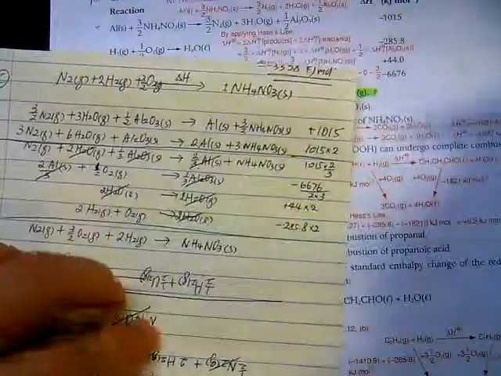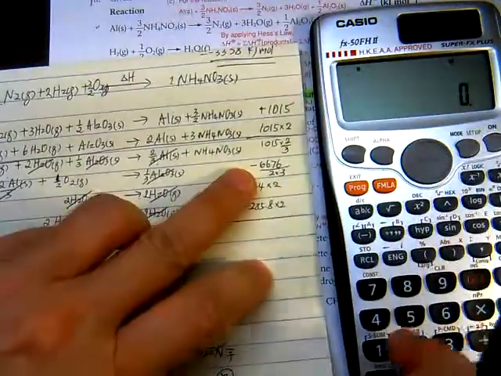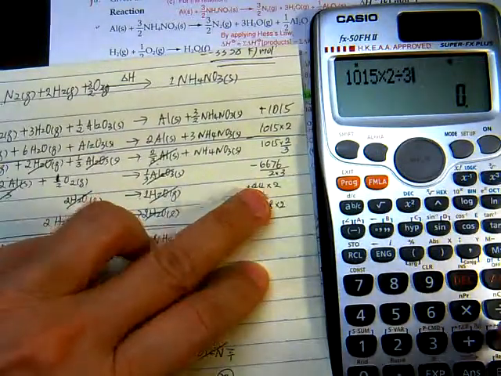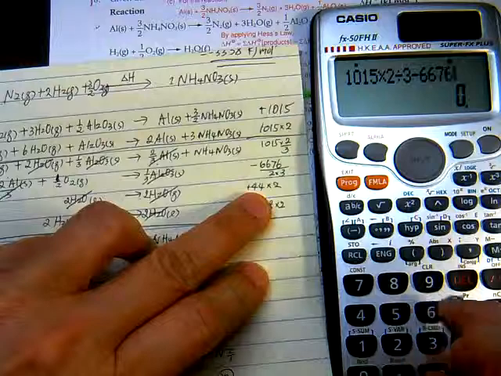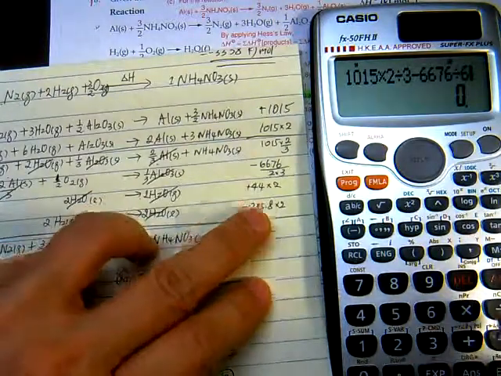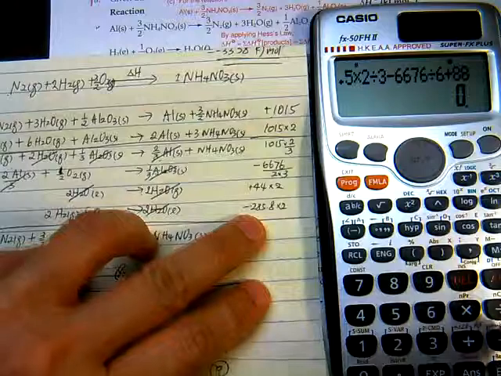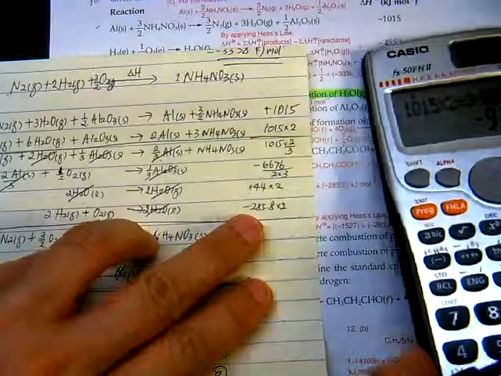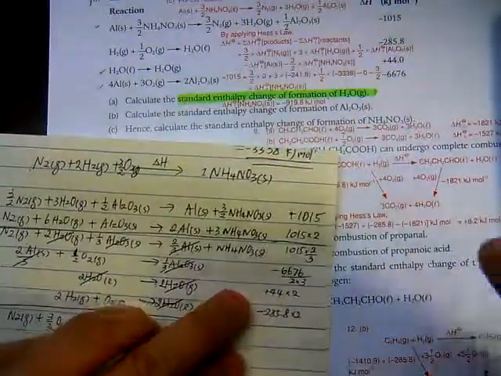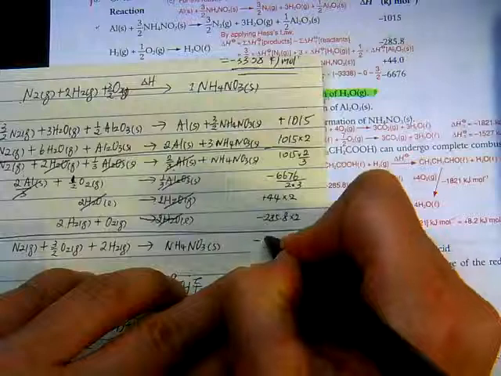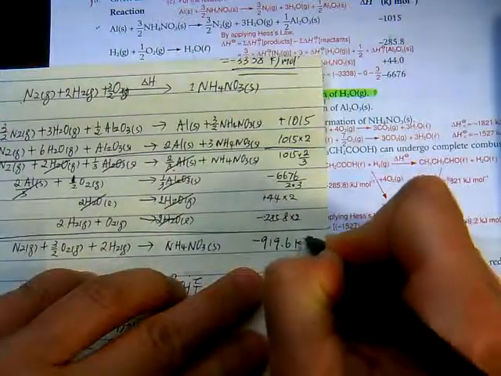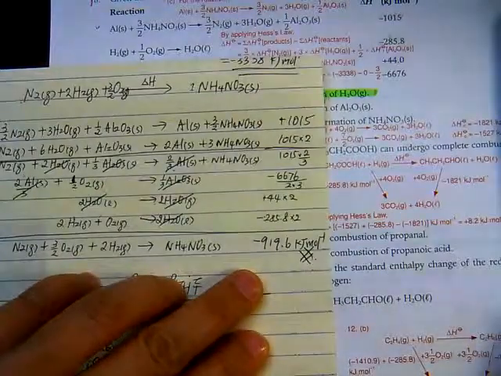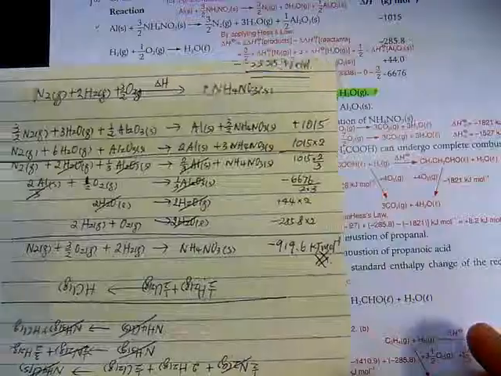Therefore, the delta H is equal to the summation of these terms, in kilojoule per mole. It's difficult, so please try by yourself.